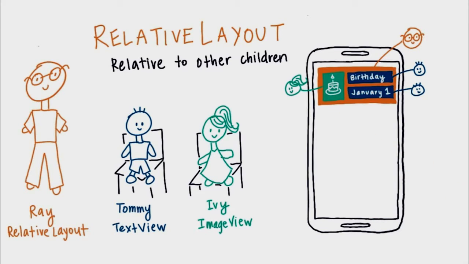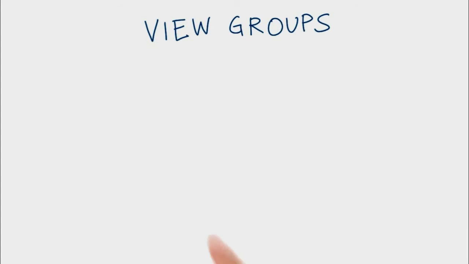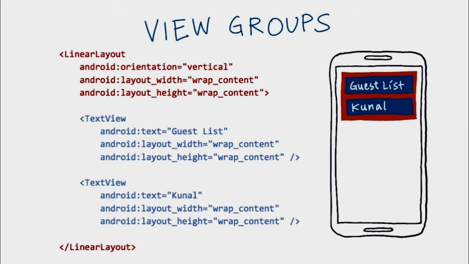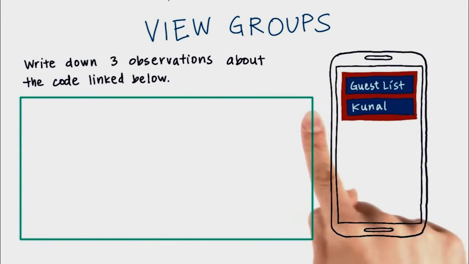That was a really quick overview of linear layout versus relative layout. You can see how you might pick one over the other depending on the type of layout that you want for your app. Now let's look at the XML for how a view group contains other views. In this example, we'll start with a view group that contains two child text views. This is a little more code than we're used to, but I want you to make some observations about this code. As a hint, the parent code is in red and the child text view code is in blue. We've linked that code below so you can take a look at it, and then write down 3 observations here.